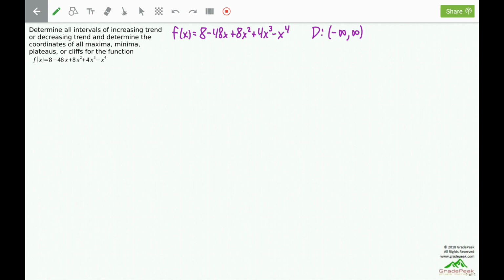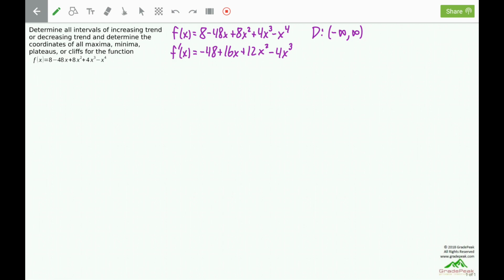The next thing to do is find all critical numbers. We will take the first derivative. f prime of x equals, first term is a constant with no x, derivative is 0. Second term is a constant times x, derivative is the constant. Third term is a power, so bring down the power, multiply with the 8, subtract 1 from it. Fourth term is a power, so bring down the power, multiply with the 4, subtract 1 from it. Fifth term is a power, so bring down the power, multiply with the negative 1, subtract 1 from it.